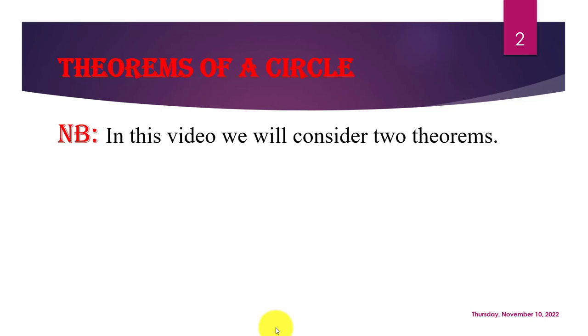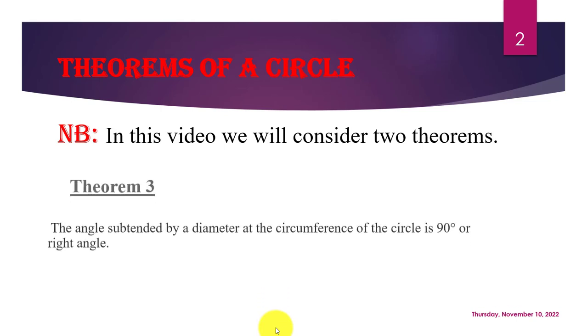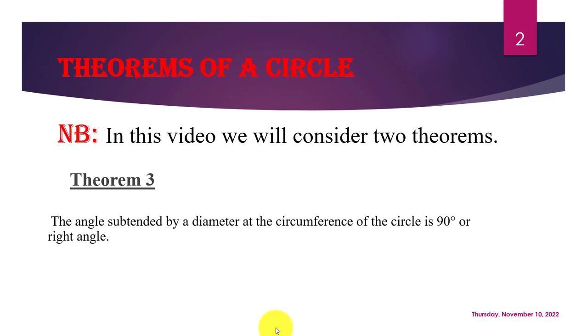Now, we are also going to talk about two other theorems in this video lesson. We are beginning with the third theorem, which states that the angle subtended by a diameter at the circumference of the circle is 90 degrees, or a right angle.